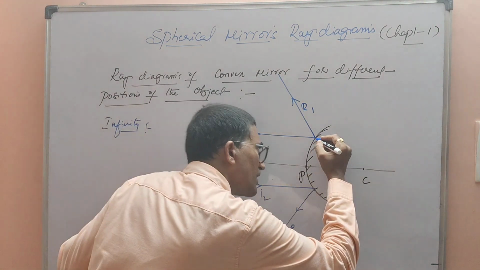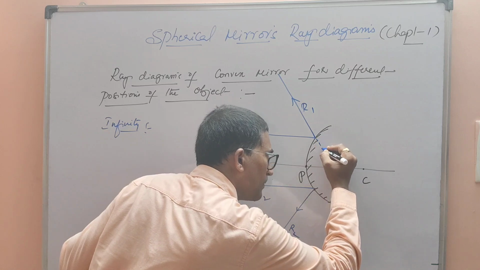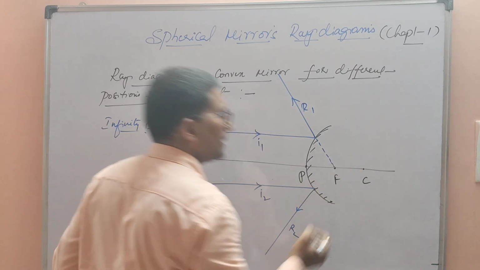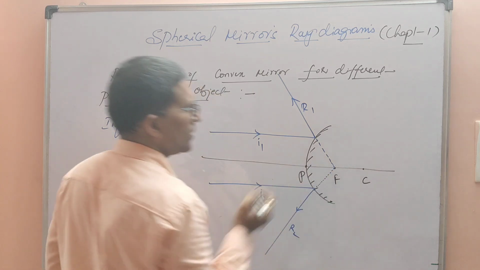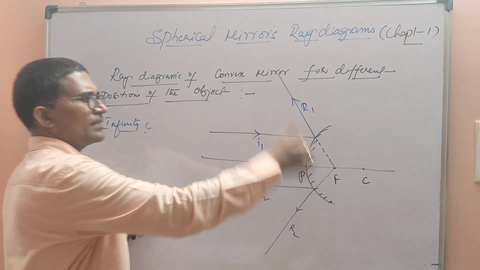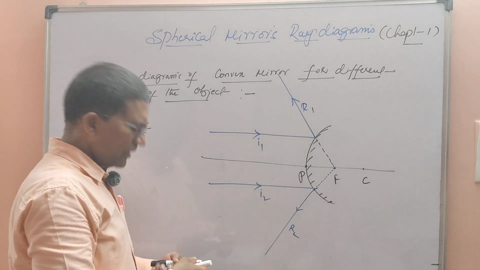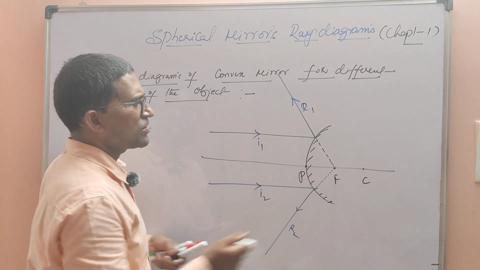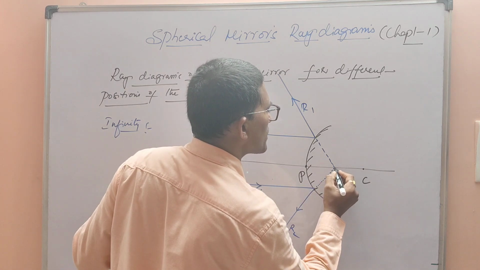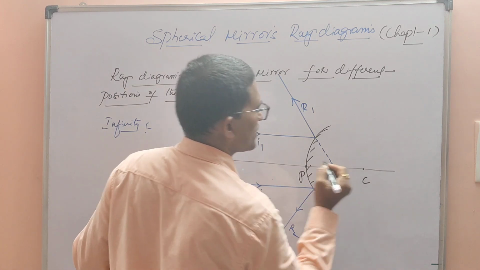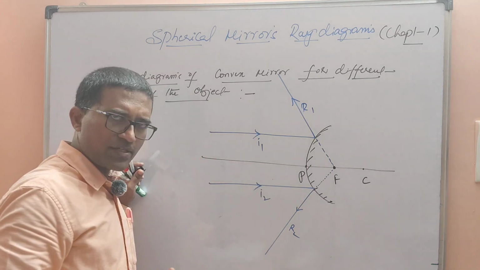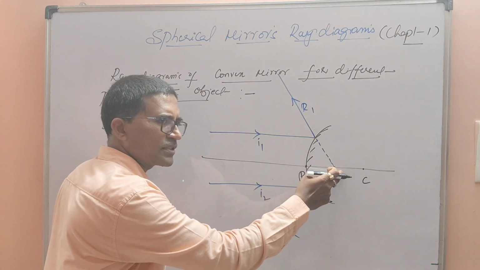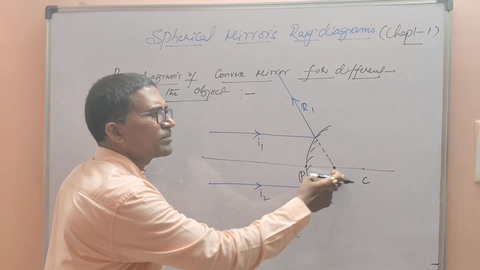Now if I extend these reflected rays backward, they appear as imaginary lines. I am going to draw dotted lines. It appears that the reflected light rays are coming from the focus. Now here, if you observe, the image of the respective object will be formed inside the mirror at the focus. Because the object is at infinite distance, the image will be formed at focus. Where the image is formed, that will become the focus.